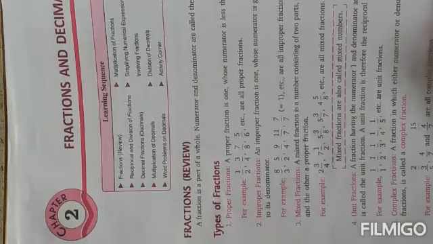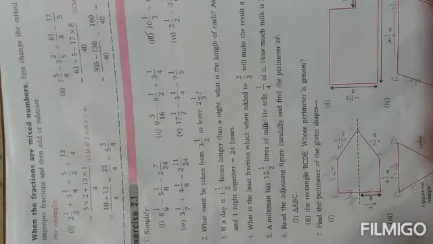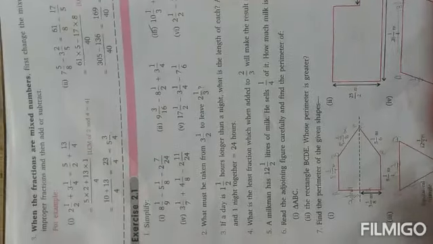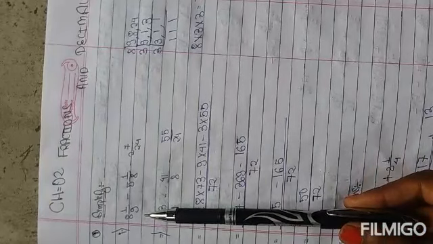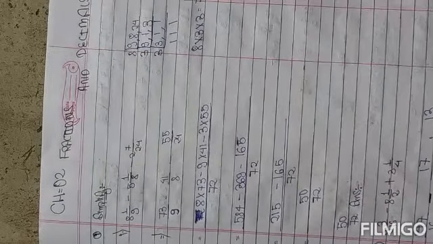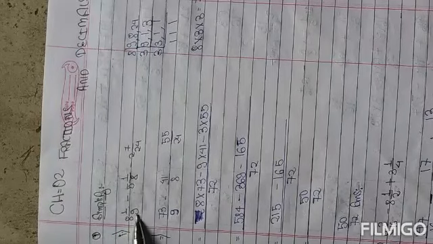Students, today we are going to start our chapter number 2, fractions and decimals. So our exercise 2.1, first question is simplify. So our first question is 8 and 1 by 9.